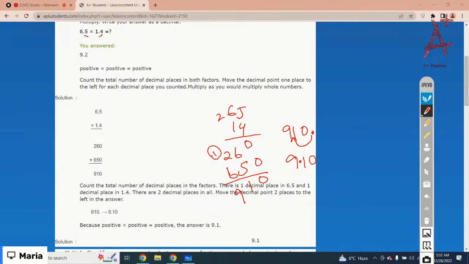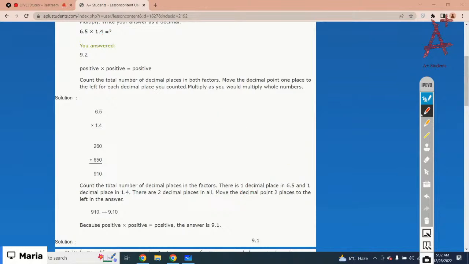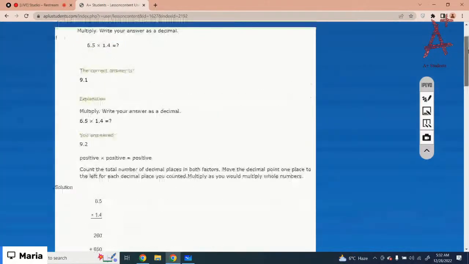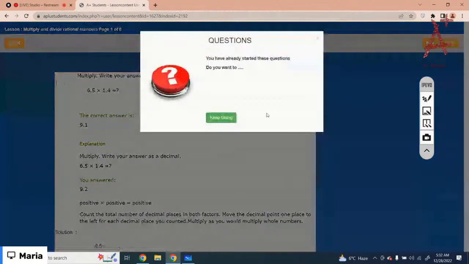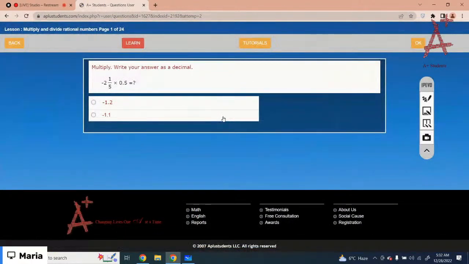Let's just start with the test questions. Okay, you have to multiply them. Got it? You are multiplying a positive and a negative number. So the answer must have a negative sign. Got it? So which of the options is the correct one?